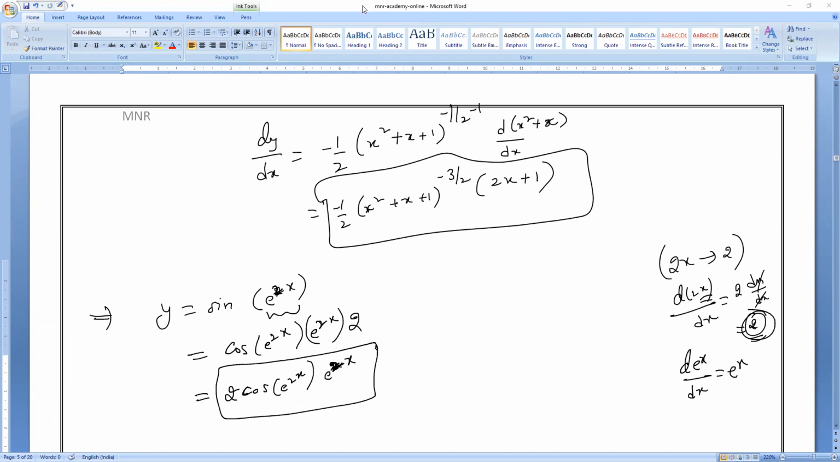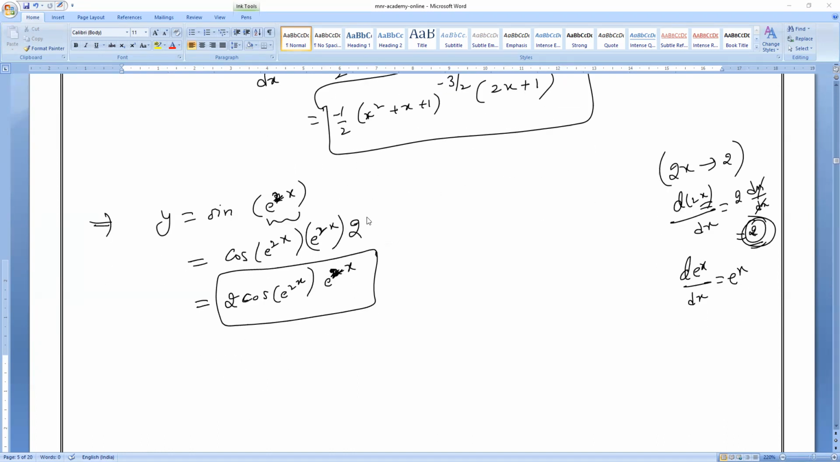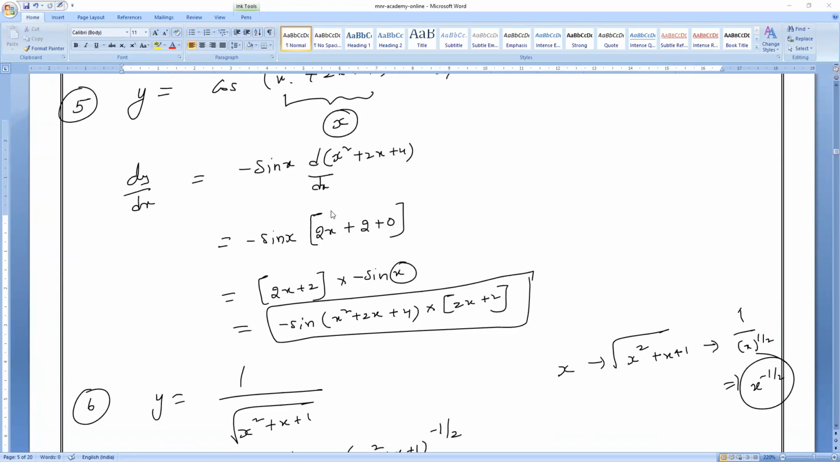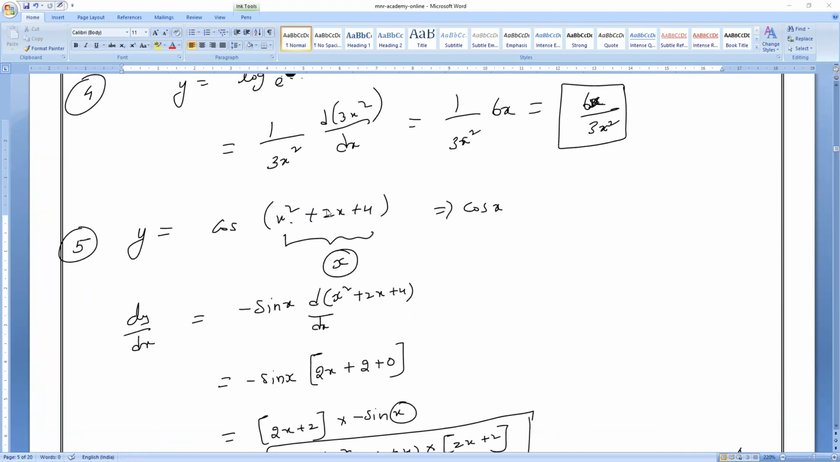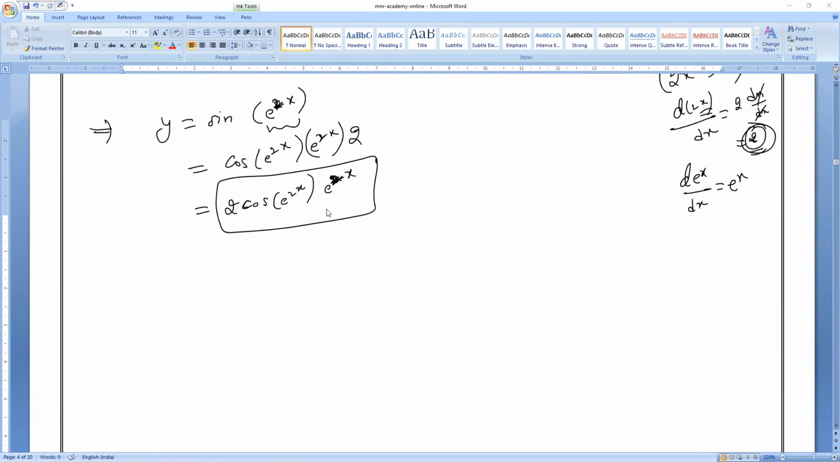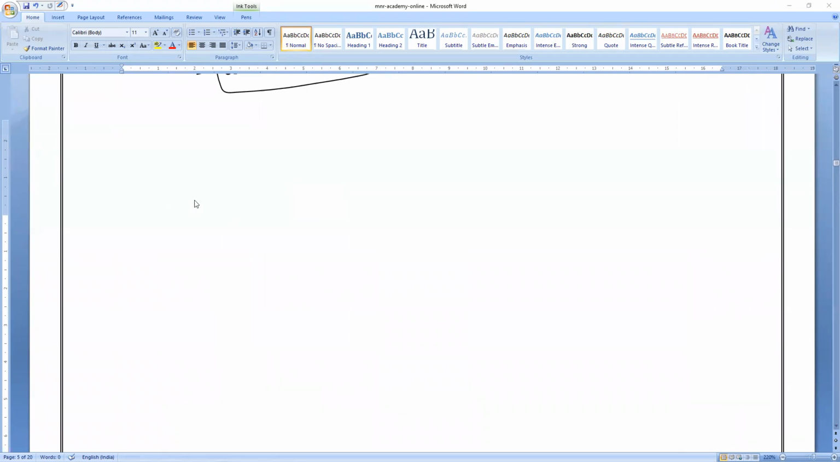Everything understood? Any doubt, anybody can ask, brothers? Understood, sir. Next. This is about differentiation by the chain rule. Is the chain rule clear to everyone? I have given 7 examples for the chain rule. Hope you all understood. Any doubt? Next. Next concept: applications of derivatives.